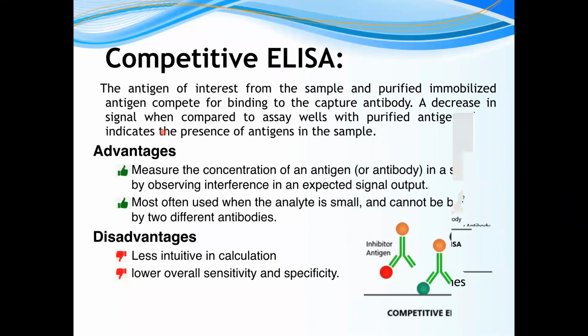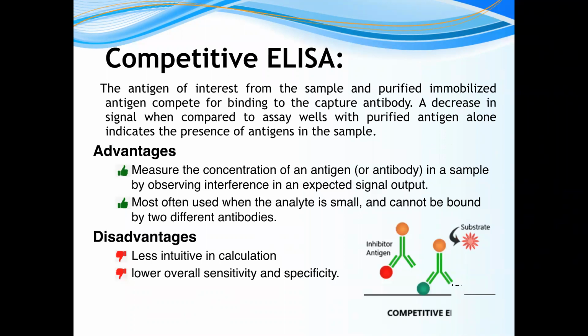A decrease in signal when compared to assay wells with purified antigen alone indicates the presence of antigen in the sample. So the more the signal, the less the antigen present in the well. So it's opposite. If more concentration of antigen is present in the well, the OD values will be lower, or the signal will be lower.